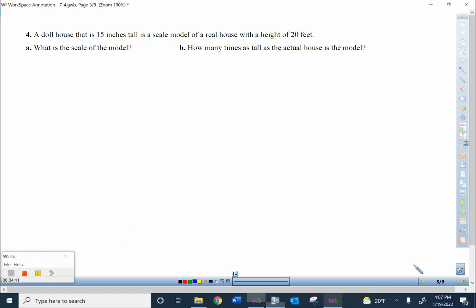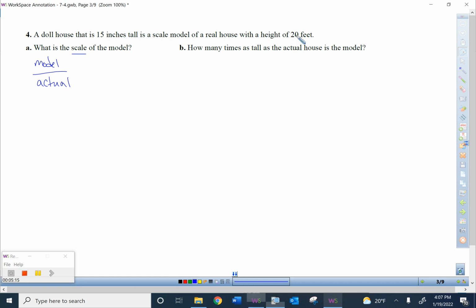All right, next thing we're going to talk about are some word problems with three-dimensional models. That was a two-dimensional, just a flat map. This one says a doll house that is 15 inches tall is a scale model of a real house whose height is 20. It asks for the scale. That thing we were just dealing with was the scale. It represented the two different measurements, one on the drawing and one being the real-life number. So when we set these up, it's always going to be your model on top over the actual size on the bottom.